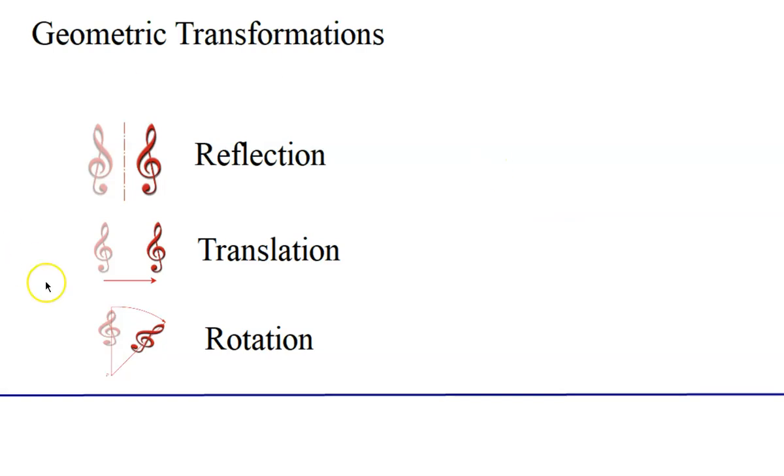Now, what these three have in common is that they all do something called preserving size. Okay, now preserve means to keep the same. So all three of these preserve the size of the figure. And what's special about that is that it makes them a special group of transformations that we call rigid transformations.